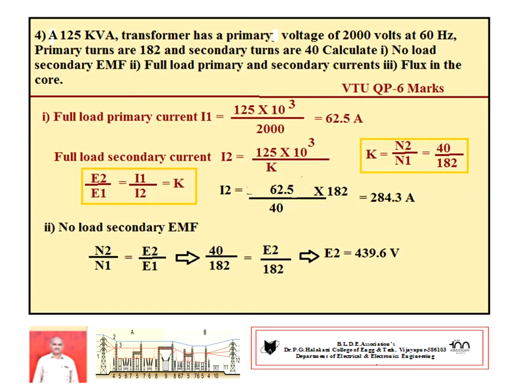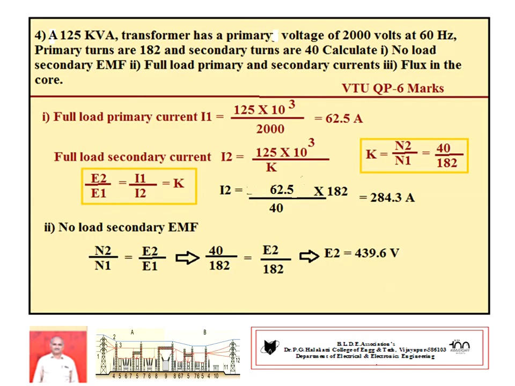See, there is another problem. A 125 kVA transformer has a primary voltage of 2000 volts at 60 Hz. Primary turns are 182 and secondary turns are 40. Calculate the no load secondary EMF, full load primary and secondary currents, and flux in the core. So it was also asked in one of the VTU question papers, a problem for 6 marks.